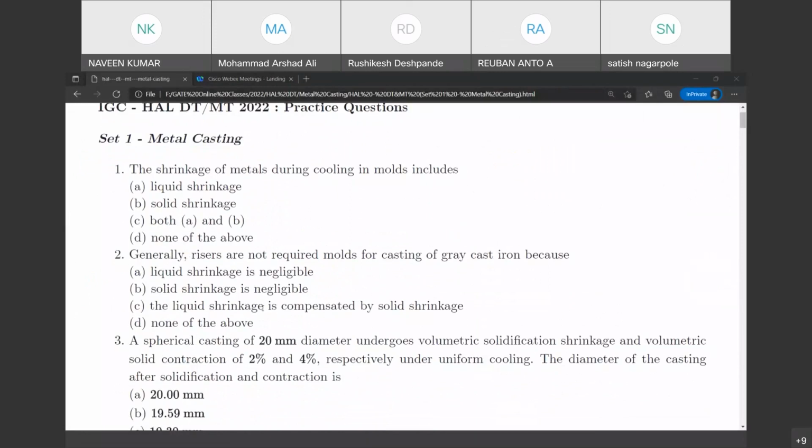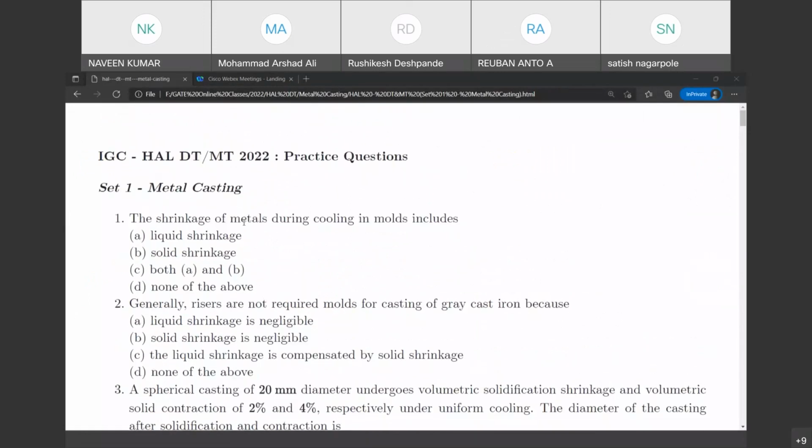Tell me the answer for the first question. Anyone? The question is: the shrinkage of metal during cooling in molds is including. Anyone with the answer? I want all of you to answer. Yes, all of them are right. C is the right answer.